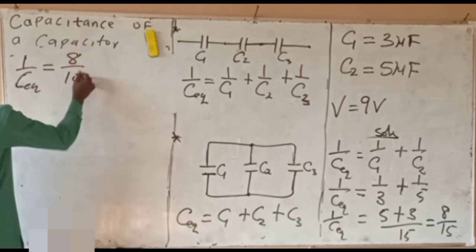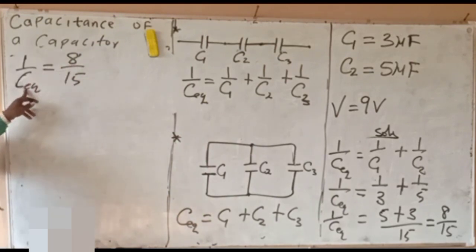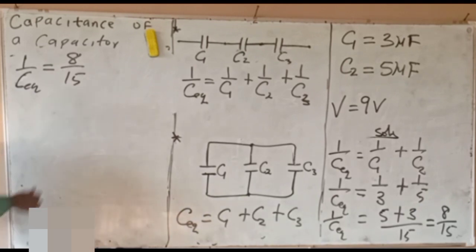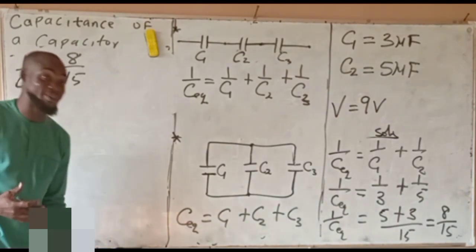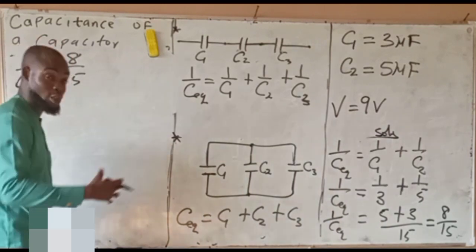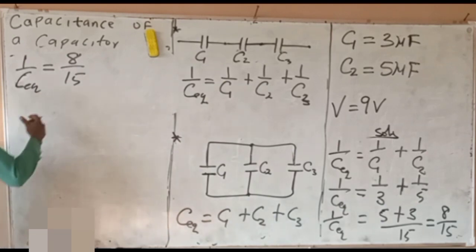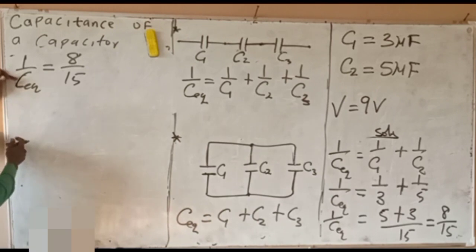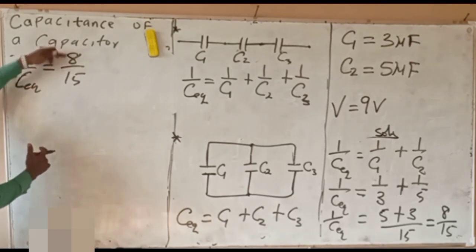From here, you can either cross multiply, C equivalent times 8 equals 15 times 1, then make C equivalent the subject of the formula to find the total capacitance. Or you can do it my sweet shortcut. I don't use complication, I use a very short way. I will just take the reciprocal on both sides: bring C equivalent to the upper side, then bring 1 to the downside, bring 15 to the upper side, move 8 to the downside.